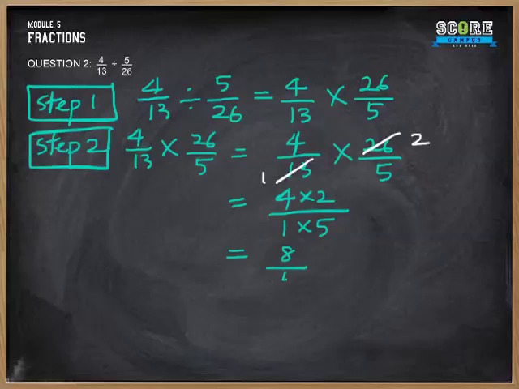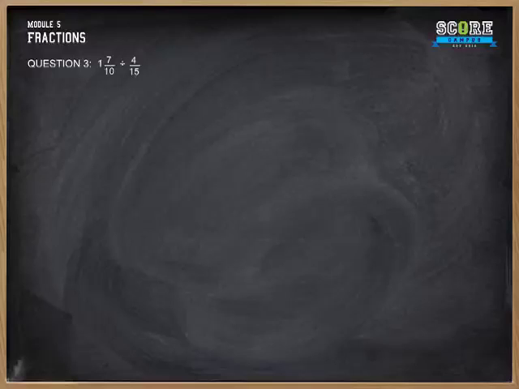This is also a correct answer, but sometimes your testers might ask you to convert it to a mixed fraction. So let's do that. What do you get? You get 1 and 3 over 5. And that, my students, is your final answer. Moving on to question 3. Last question of the day.